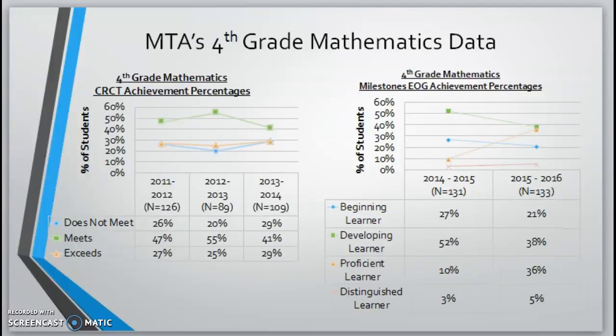Fourth grade math CRCT data is similar to fourth grade reading achievement scores, with the best achievement seen during the 2012-2013 school year. Milestone achievement data reveals an increase in student performance. There are fewer beginning learners and more developing, proficient, and distinguished learners. The biggest area of improvement is in the proficient level with a 26% increase.